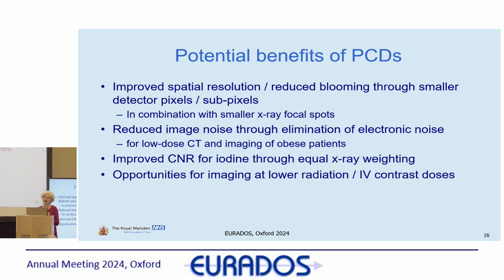Also, we have the possibility of reduced image noise, because by setting a threshold value for detecting pulses, we can eliminate electronic noise. And we know that as we reduce the radiation dose, electronic noise in a conventional CT scanner will become more dominant, and we would not be able to reconstruct good quality images. Then we're also looking to improve contrast to noise ratio for iodine, because there will be equal X-ray weighting with our photon counting detector. And all of these together give us the opportunity to image at lower radiation and also, or alternatively, lower doses of intravenous contrast.